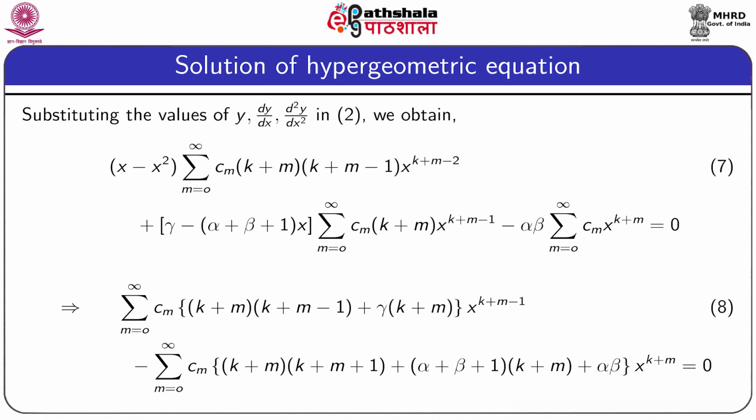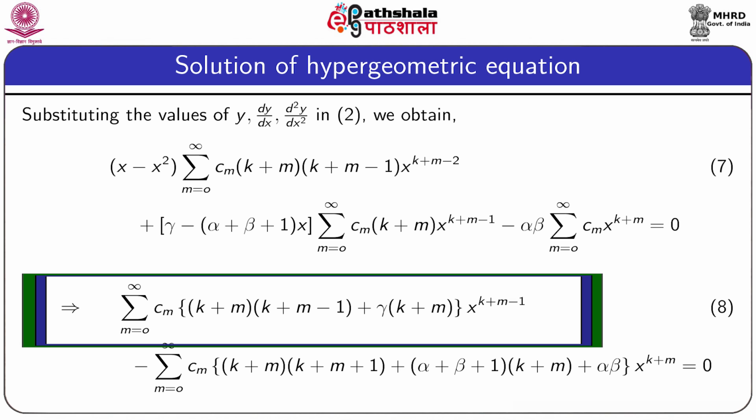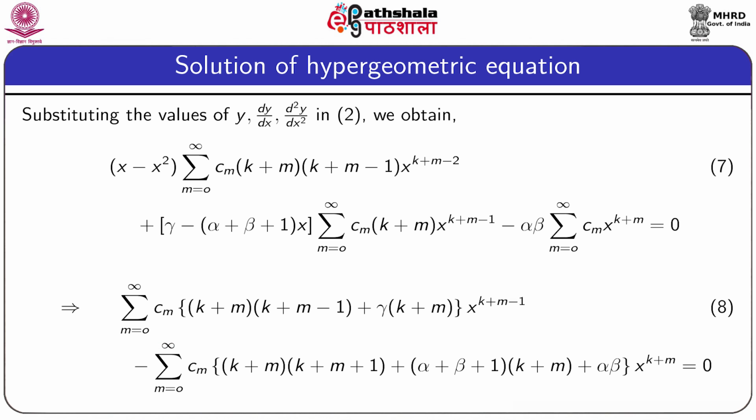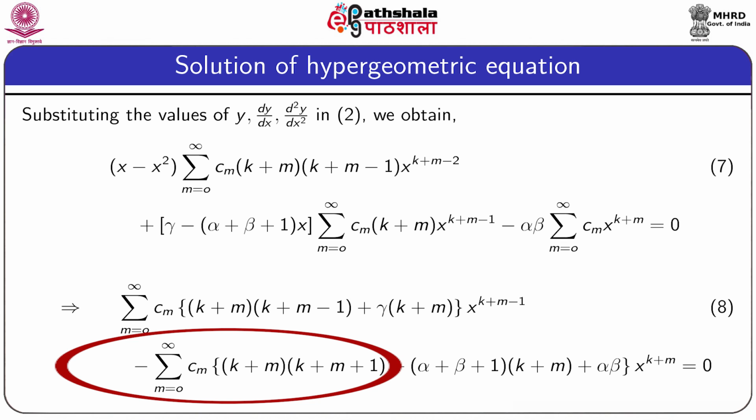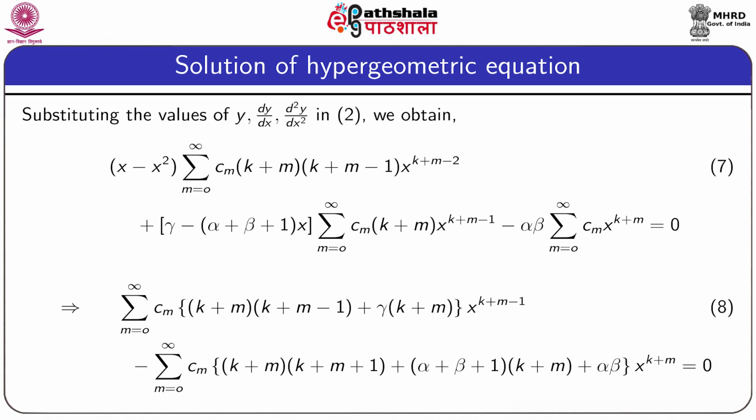We substitute the values of y, dy dx, d2y dx square in equation 2 and we obtain after simplification summation m equal to 0 to infinity C m into k plus m into k plus m minus 1 plus gamma into k plus m x to the power k plus m minus 1 minus summation m equal to 0 to infinity C m into k plus m into k plus m plus 1 plus alpha plus beta plus 1 into k plus m plus alpha beta into x to the power k plus m equal to 0, given by equation 8.